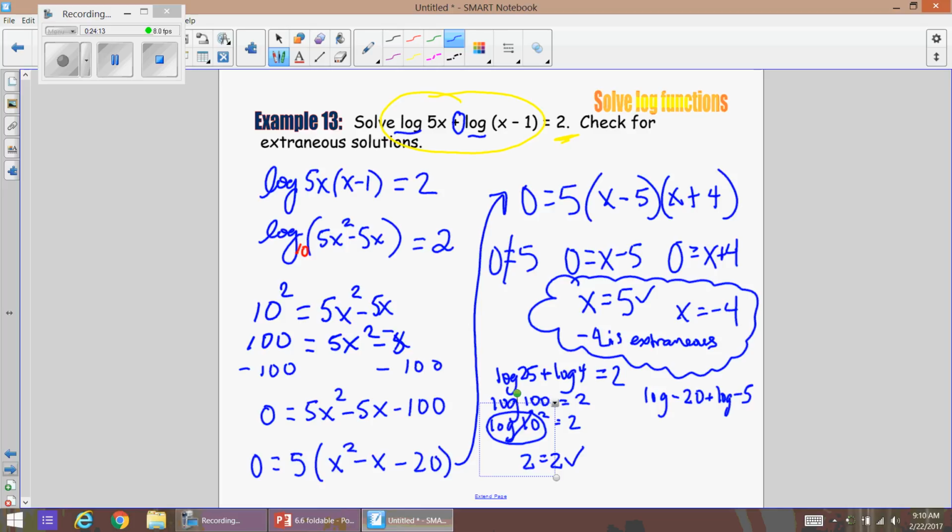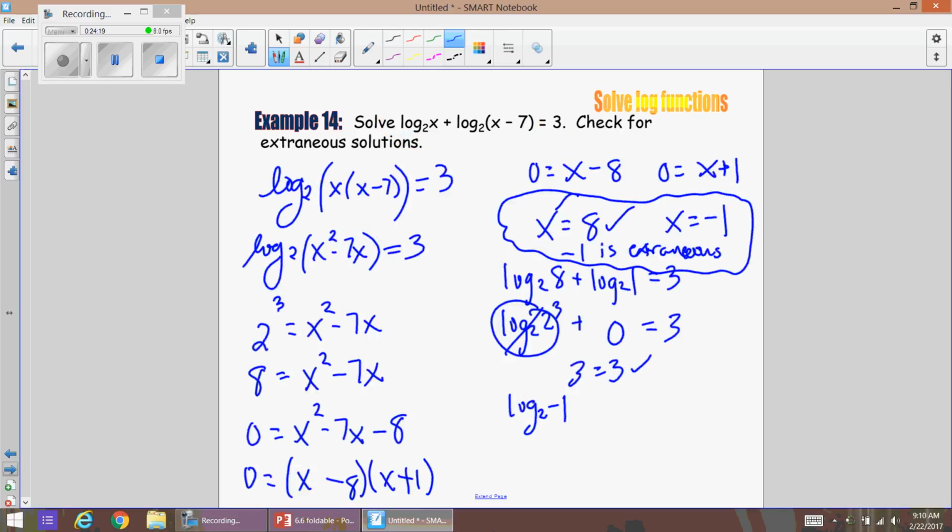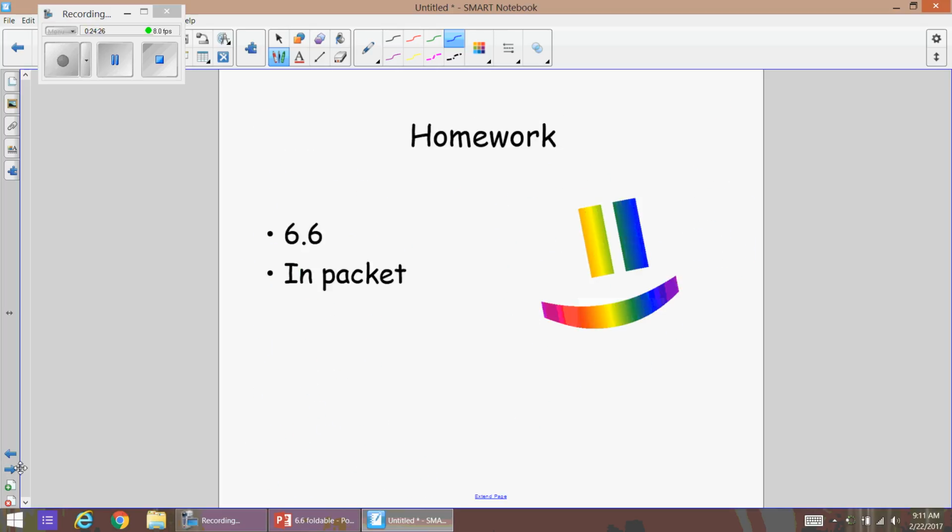Okay, here's example 13 again. You can just pause it here if you need to look at it again. Here's example 14 again. You can pause it here if you need to look at it again. And then we're doing the entire 6.6 worksheet that is in our packet.